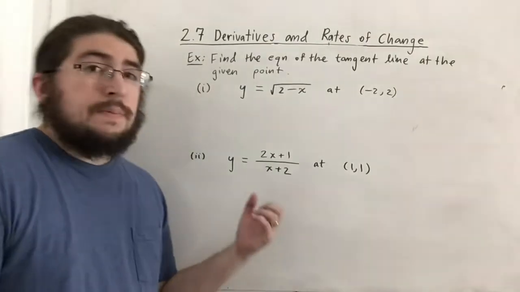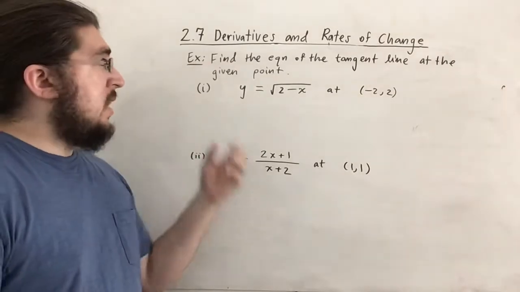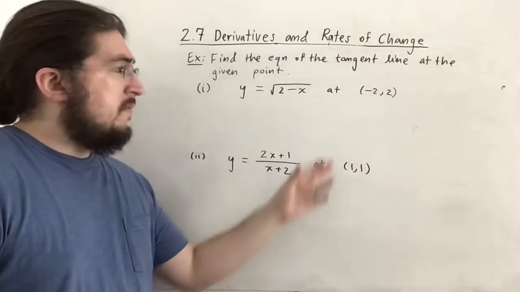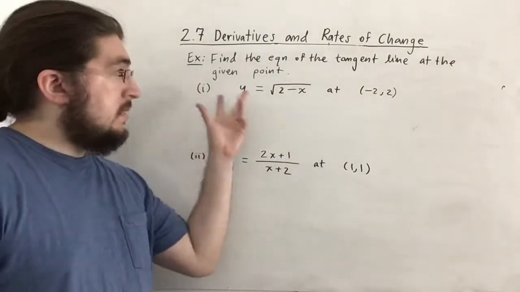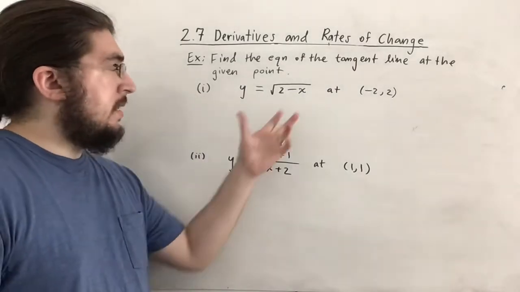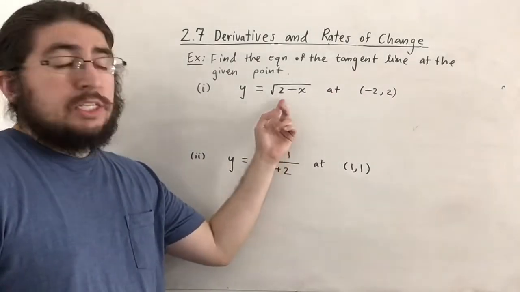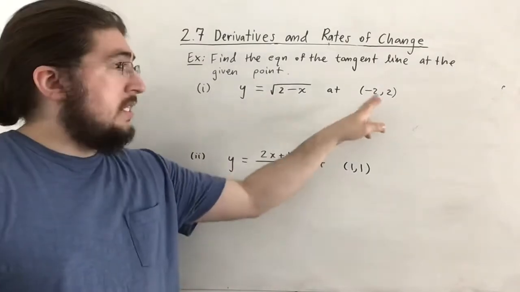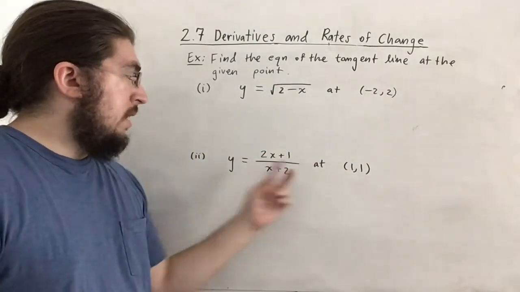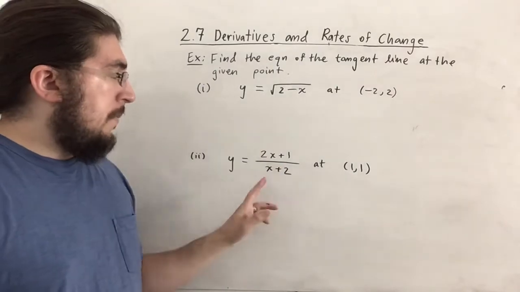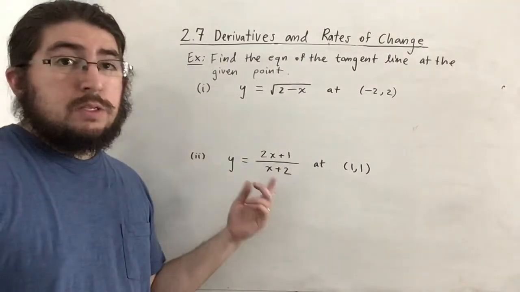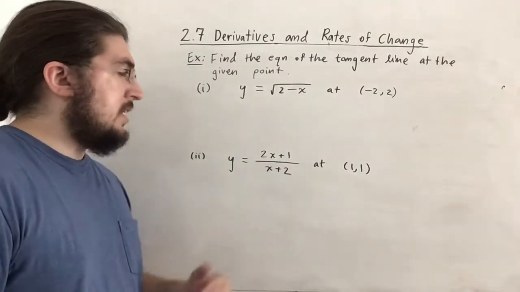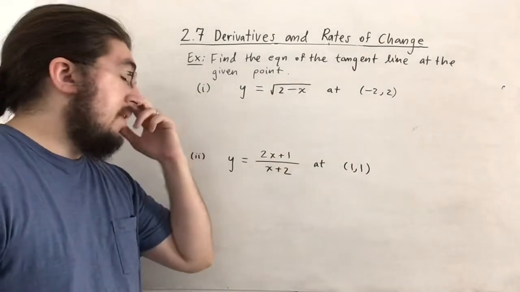Right, so for these examples here, we want to find the equation of the tangent line at the given point. And notice we can verify the point indeed satisfies these equations. If you plug in negative 2 for x, you get 2 minus negative 2, which is 2 plus 2 in the radical, which is square root of 4, which is indeed 2. If you plug in 1 into this, you get 3 on top and 3 on the bottom as well. 3 over 3 is 1, so the y value indeed checks out for these particular x values.